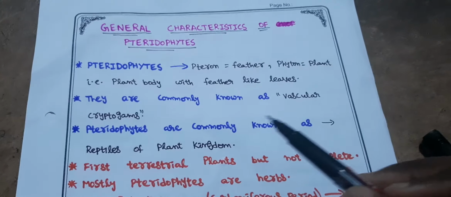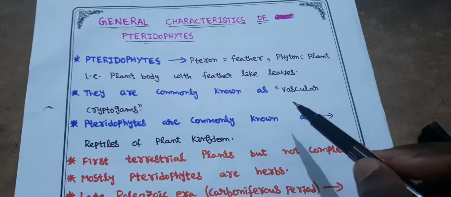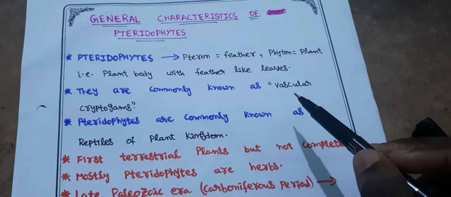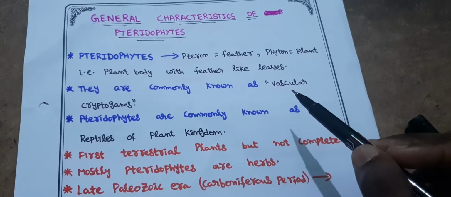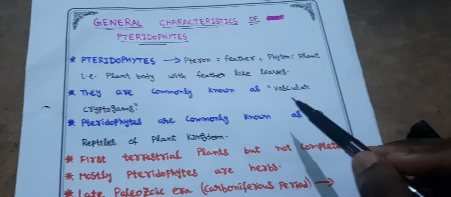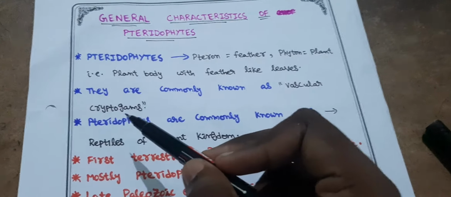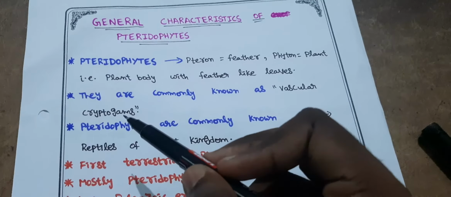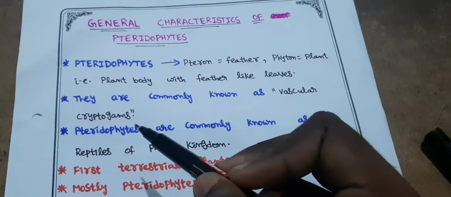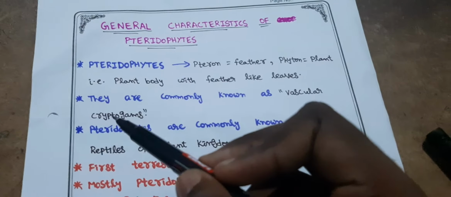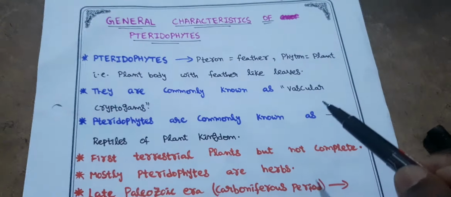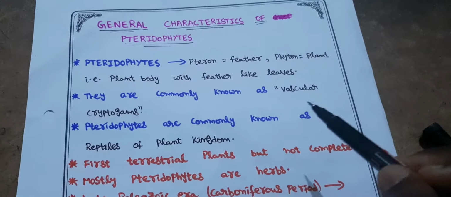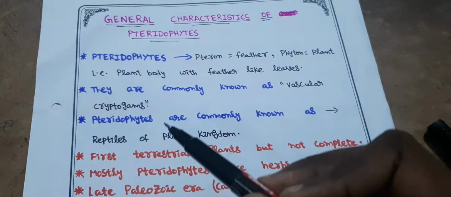These are commonly known as vascular cryptogams. Why vascular? These are the first plants which bear the vascular tissues, that means xylem and phloem. And cryptogams: crypto means hidden and gams means gametes. Here the reproductive organs are hidden, so these are completely named as vascular cryptogams.